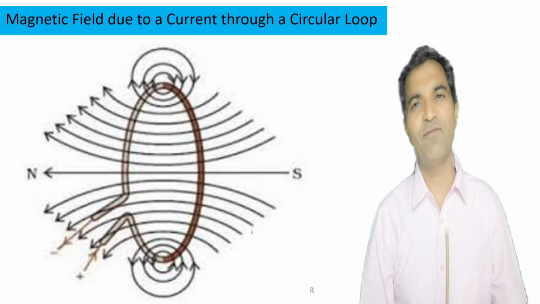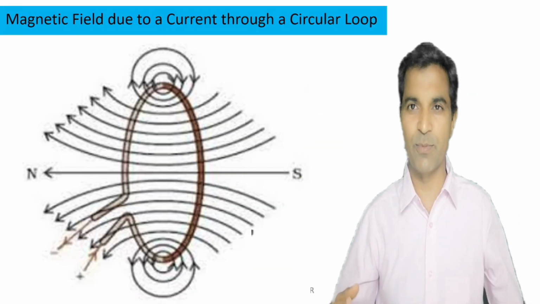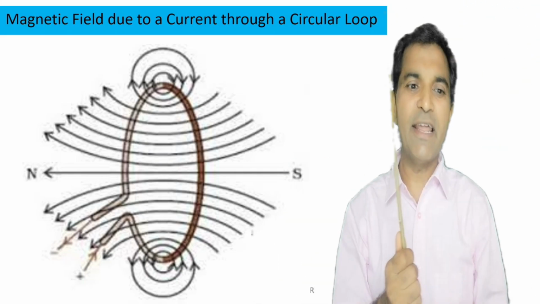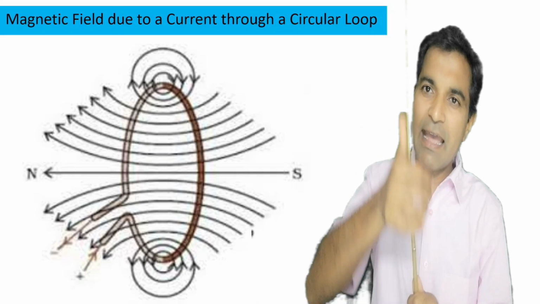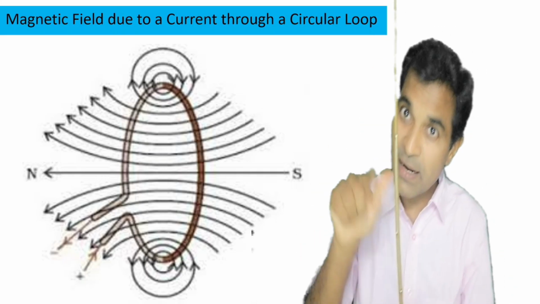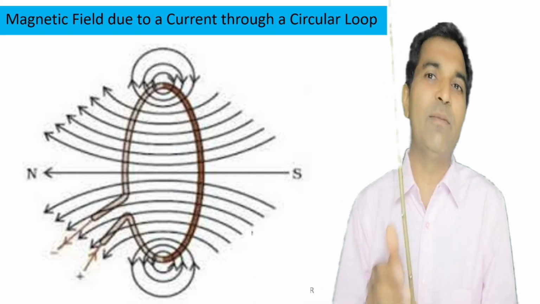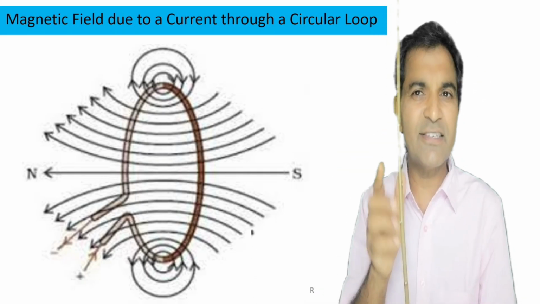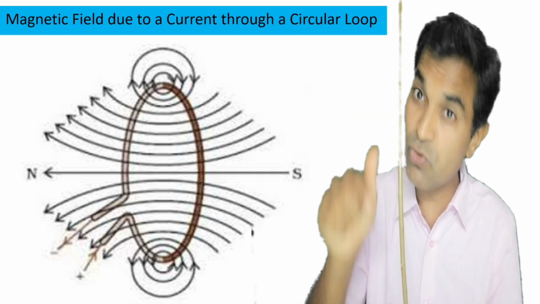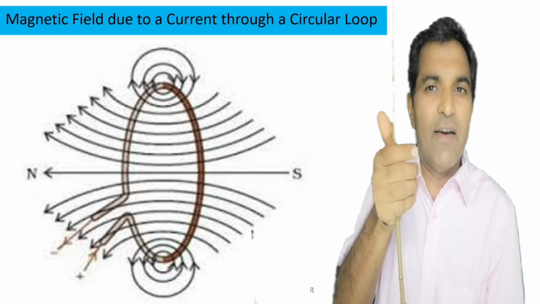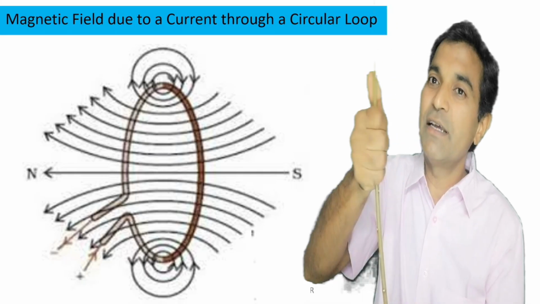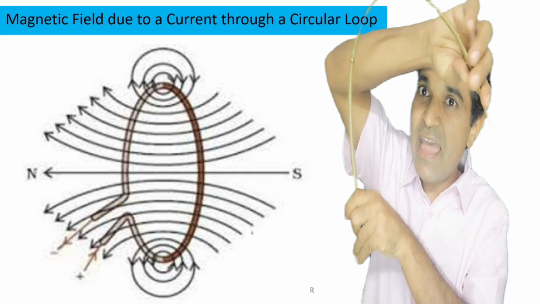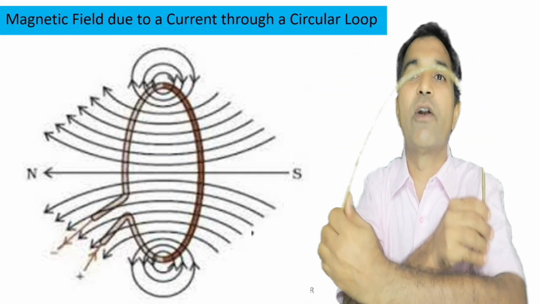Next is the magnetic field due to current through a circular loop. Now suppose this is a long conductor and the direction of the current is like this. Then we have already seen that according to the right hand thumb rule, the direction of the circular magnetic path, the direction of the magnetism which will be produced due to this electric current will be like this. But what will happen if we just bend this into a circular loop?